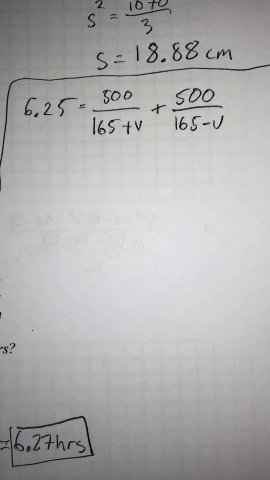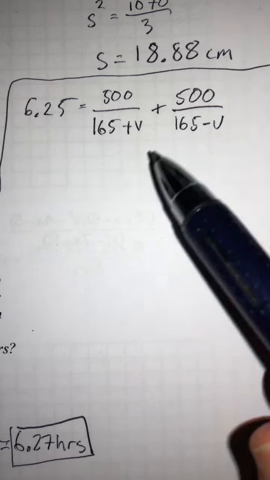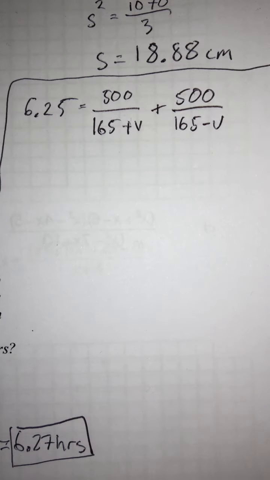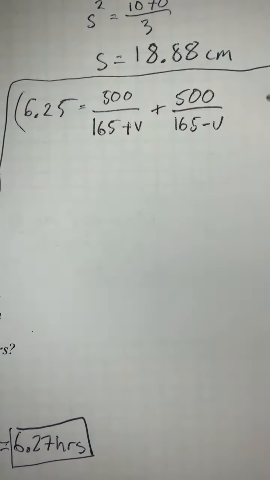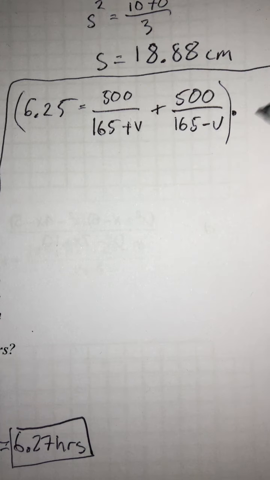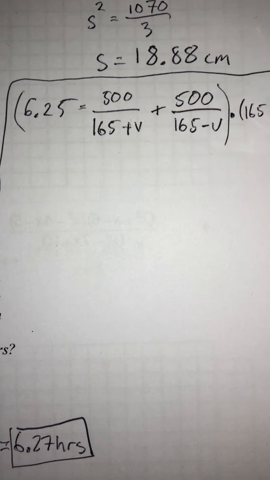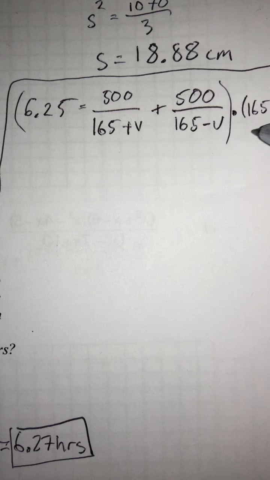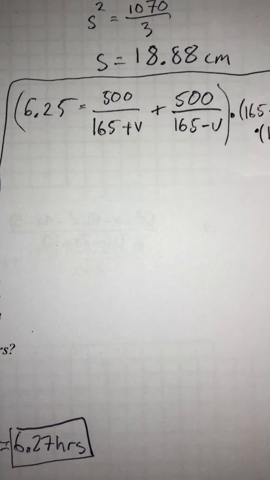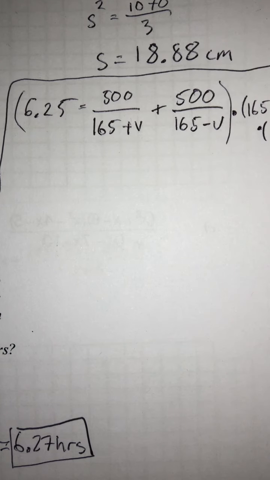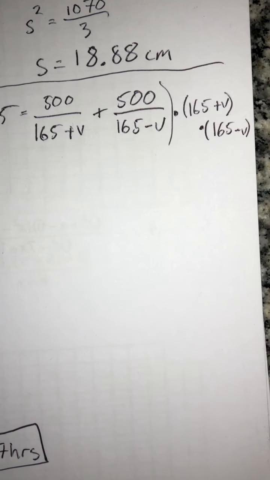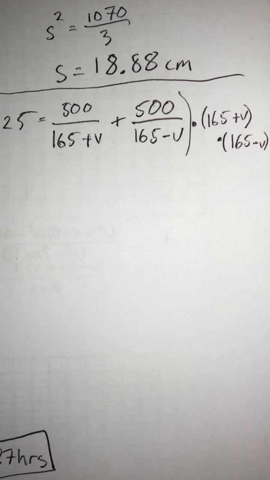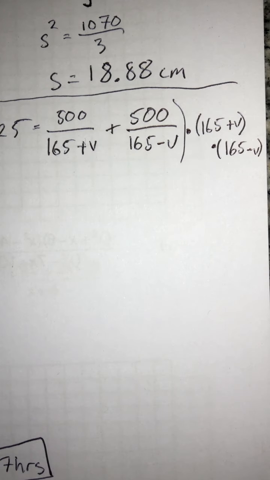How I'm going to solve for V is using what we used in this unit. I have two denominators. I need to times by something that will get rid of both denominators. So what I'm going to do is take both sides of this equation and times it by 165 plus V times 165 minus V. So I'm going to multiply both sides of this equation by this to cancel out the denominators.